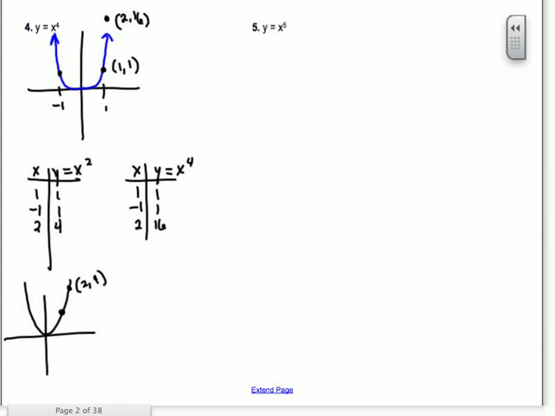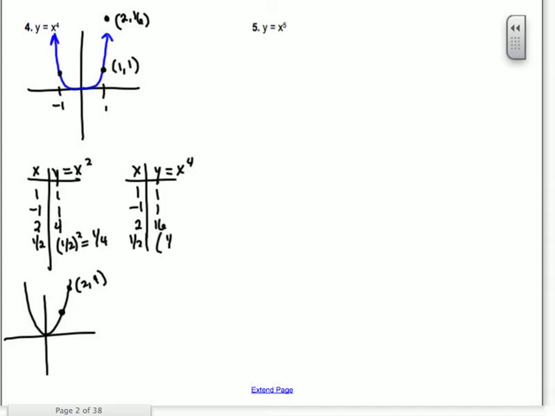But on the parabola, it was only at 4, 2, 4. Okay, so it got steeper really fast. And then let's think about fractions. If I had 1/2, 1/2 squared is 1/2 times 1/2, which is 1/4.